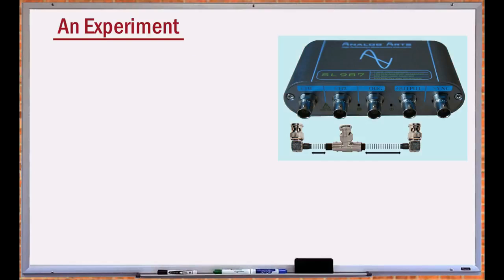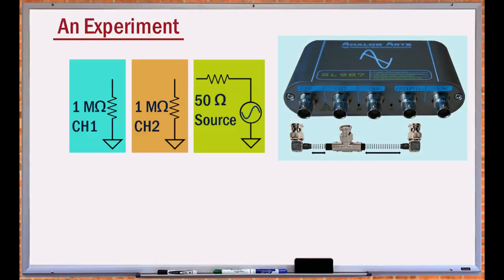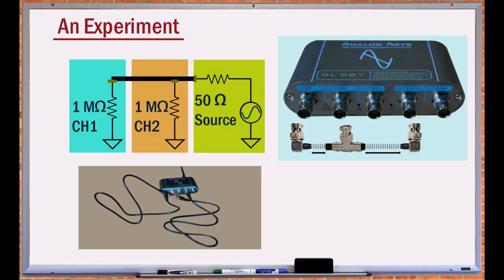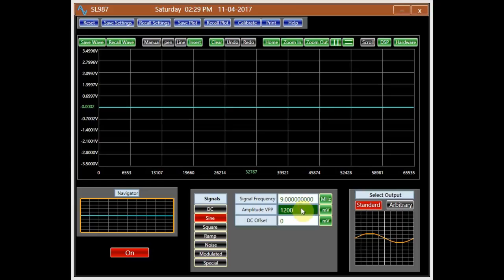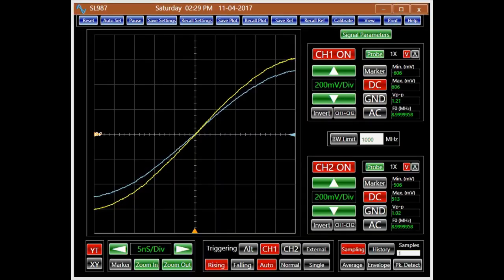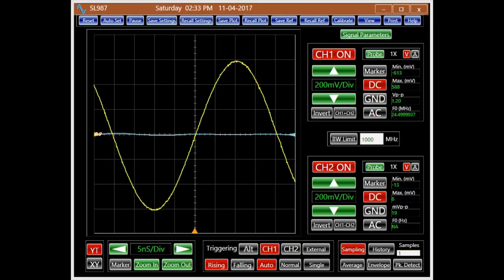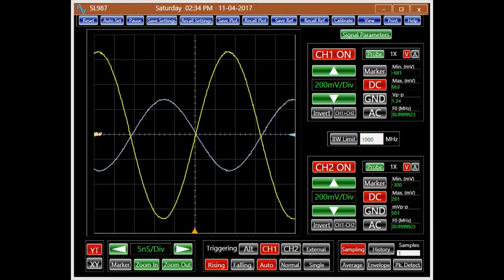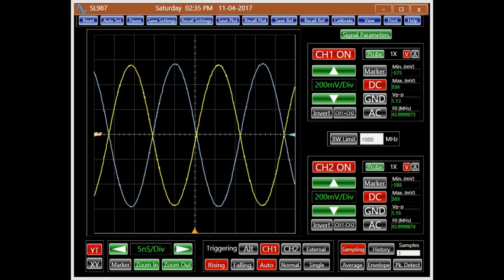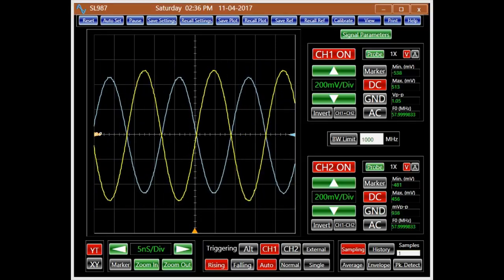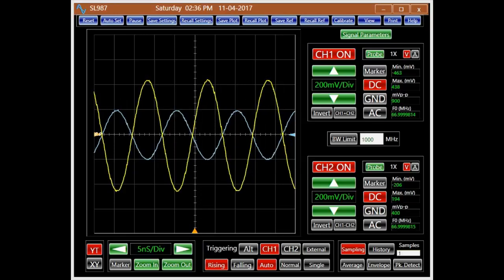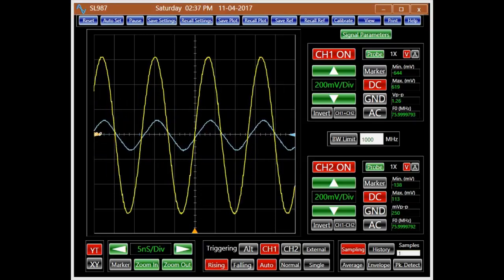To demonstrate the effect of an improper termination, let's connect the output of a signal generator with a source impedance of 50 ohms to one end of a coax, and connect the other end of the coax, using a T-connector, to another cable. Keeping the amplitude of the signal fixed at 1.2 volts peak to peak while increasing its frequency, we monitor the effect of the reflection through the cable using an oscilloscope with an input impedance of 1 megaohm. Channel 1 in yellow displays the signal at the end of the extension cable, and channel 2 in blue displays the signal at the T connection between the cables.